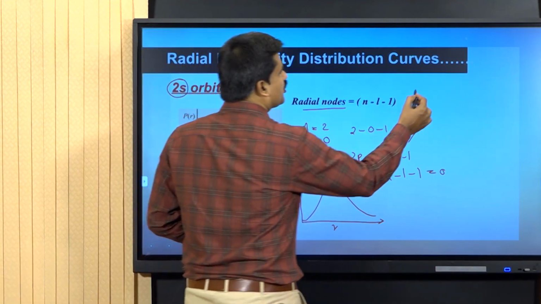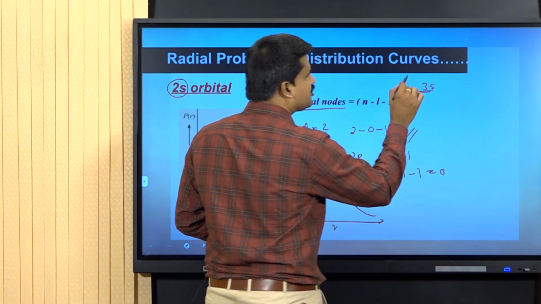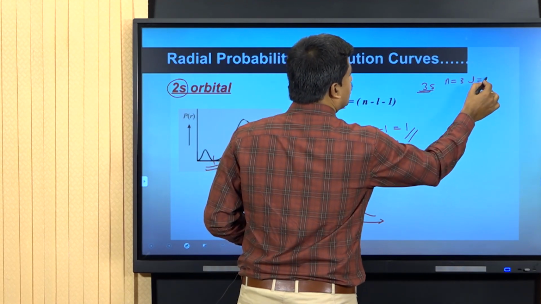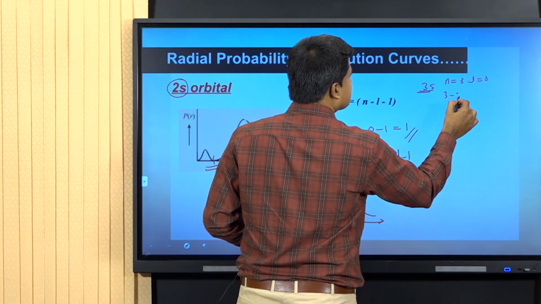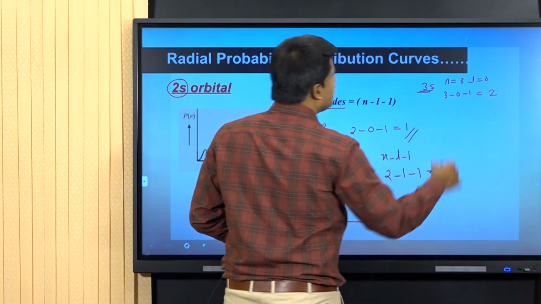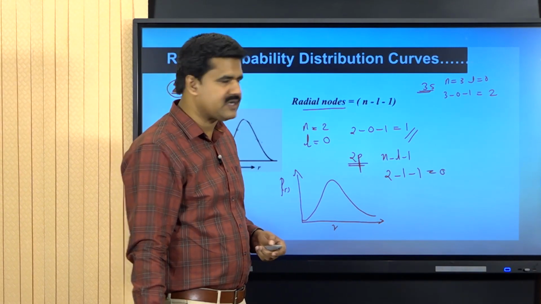For example, I am plotting one more, that is the case of the 3s orbital. First of all, we have to find out the number of radial nodes. n is equal to 3, L is equal to 0. So, 3 minus 0 minus 1, that is equal to 2. So, in the case of the 3s orbital, we can see the presence of 2 radial nodes.